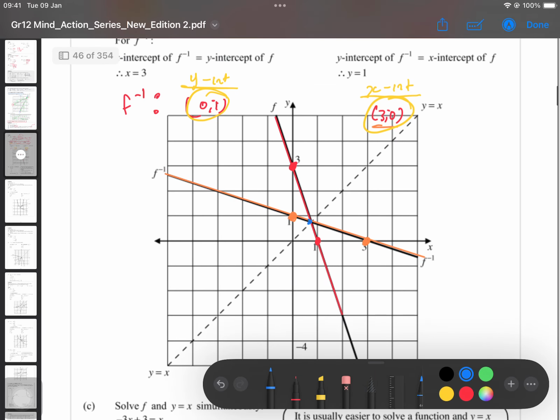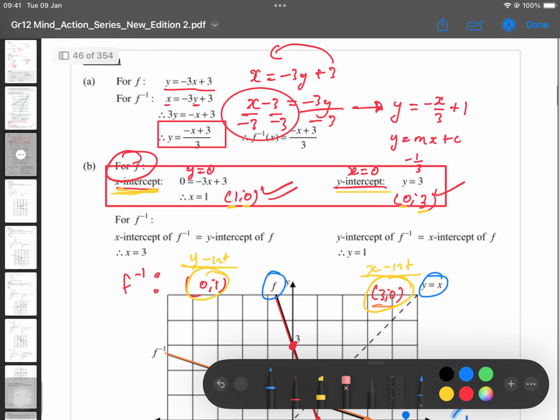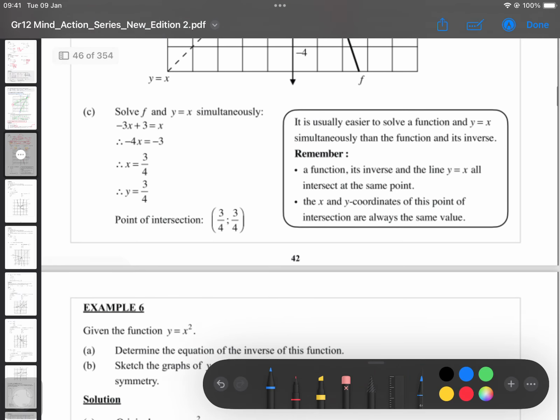So where they touch is here. So you just need to understand where they touch. It's where the f, the y equal to x line, and the inverse meet. So you have 3 equations. So you have y equal to x, you have y equal to negative 3x plus 3.